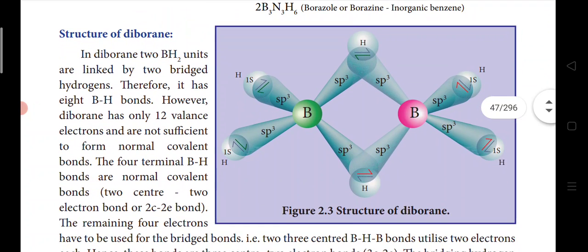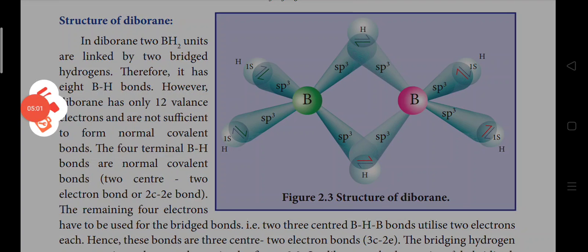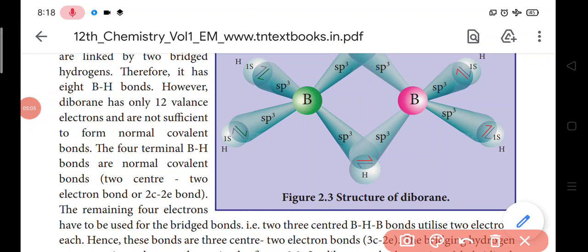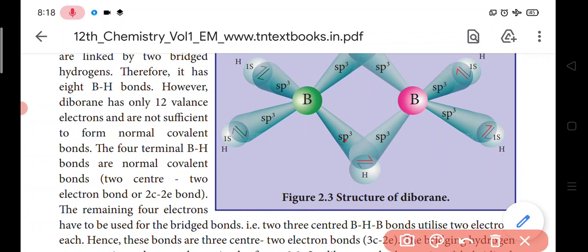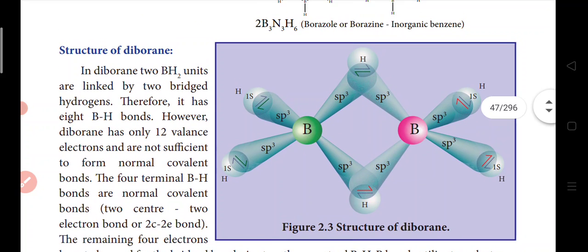Then the structure of diborane, a repeated question this one. So you can see here in diborane 2 BH2 units will be there. As you split this, here one B and 2 hydrogens are there. So 2 BH2 units are there in the structure of diborane. Listen carefully, and they are linked by 2 bridged hydrogens. So in between you can see hydrogen in common.